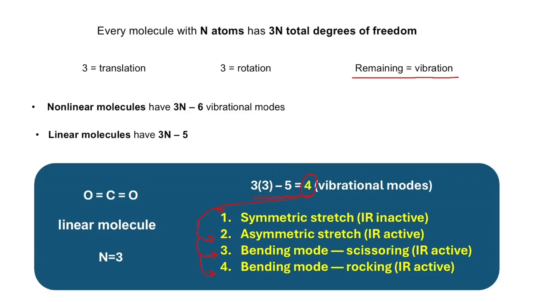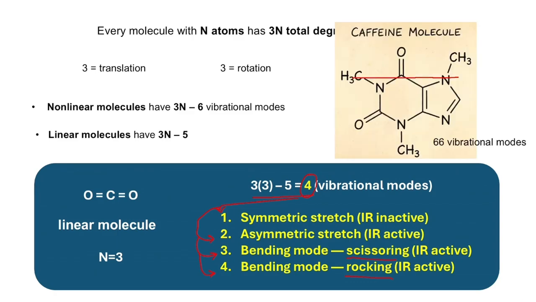And both bending modes, one where the molecule bends like scissors and another where it rocks side to side, also create a temporary dipole and therefore show up in the low energy region. It's around 667. Now imagine a much larger molecule such as caffeine, which has 24 atoms.